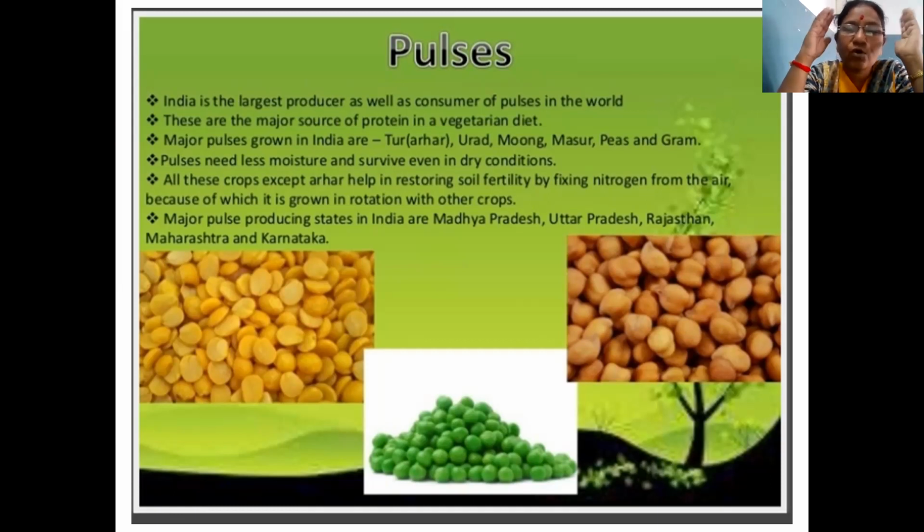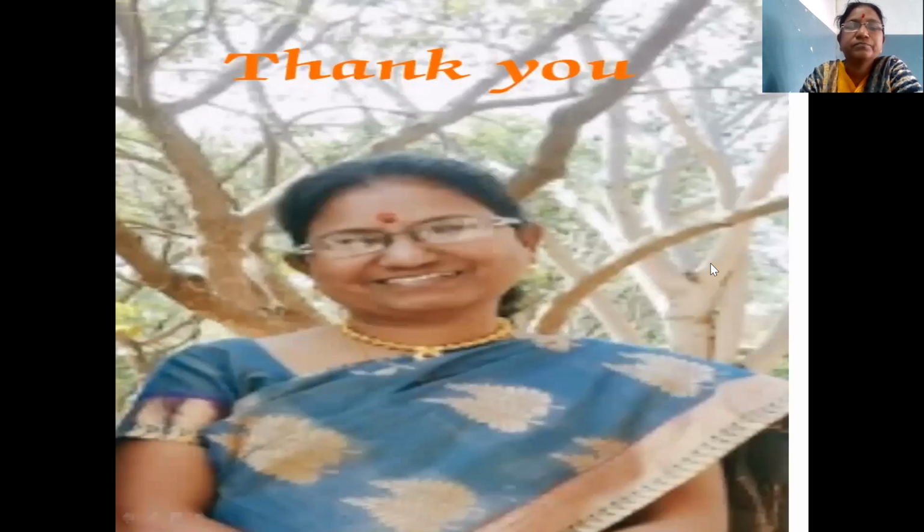So when we grow in rotation, for example, nitrogen, phosphorus, potash are used for one crop, then a gap is given, then these are cultivated, the pulses, then next. So the replacement of the nutrients happen. The major pulse producing states in India are Madhya Pradesh, Uttar Pradesh, Rajasthan, Maharashtra, and Karnataka.